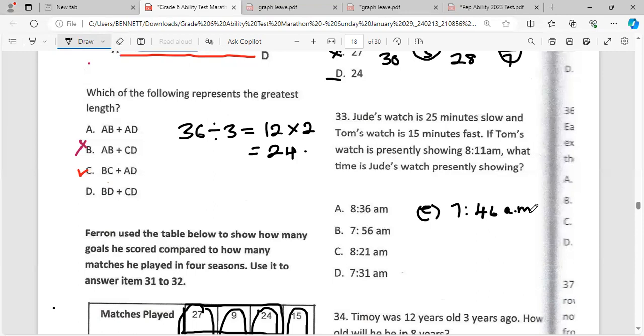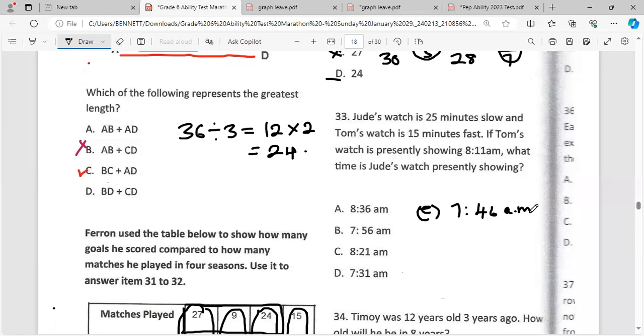So I subtract 25 minutes from 8:11. And then I got 7:46.